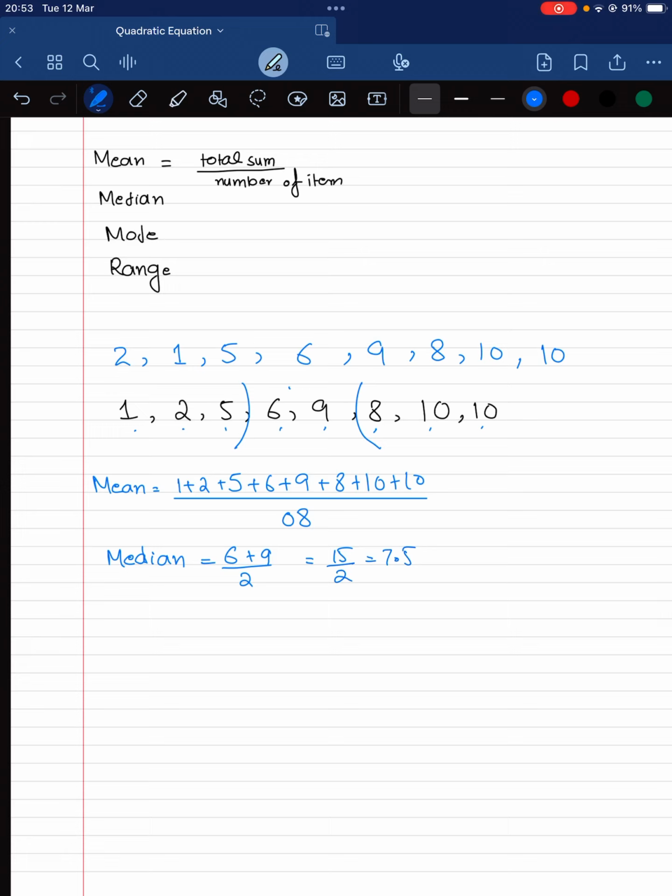The next thing is the mode, and the mode is the most repeated term in the data. The most repeated term is 10, so the mode is 10. The range is basically the maximum value minus the minimum value. According to the given data, the maximum value is 10 and the minimum value is 1, so the range is 9. The mode is the most repeated term, and the median is basically the middle value.